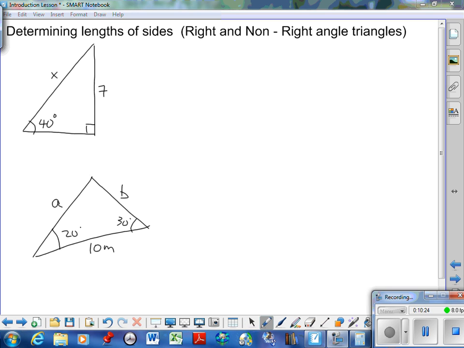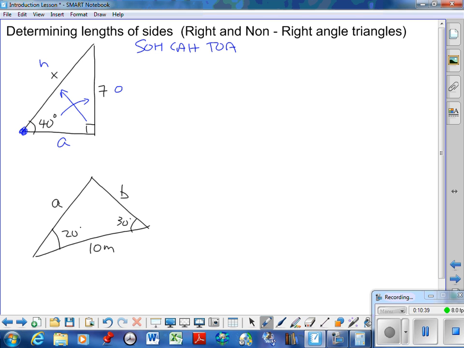All right, so again, the first one, we have a reference angle of 40 degrees. We have a right angle. So I know this is the hypotenuse, and I know this is going to be my opposite side. Last side has to be adjacent. So from SOHCAHTOA, what do I know? I want to know hypotenuse, so it's either going to be sine or tan. I have the opposite, so I have all the information, so I'm going to be using the sine function. So sine theta equals O over H. Sine of 40 degrees is equal to 7 over X.